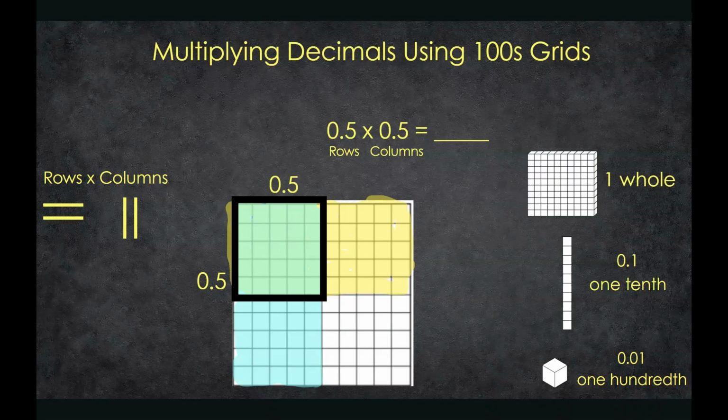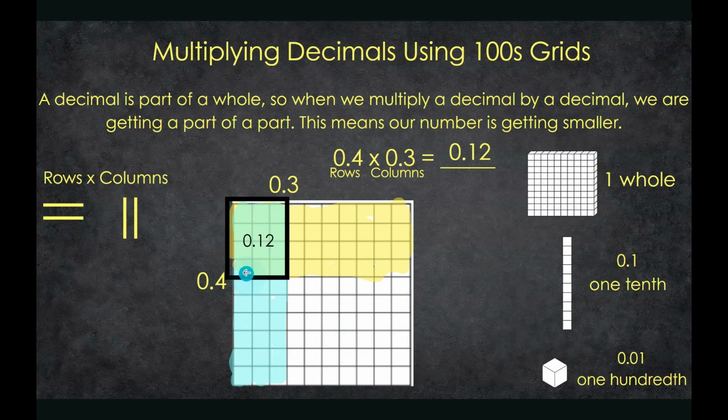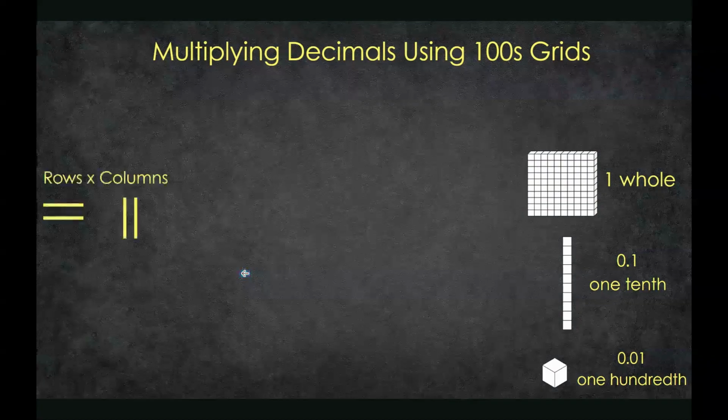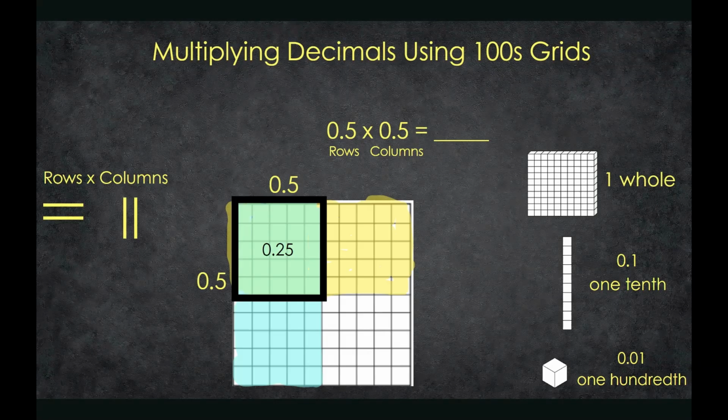And I notice I've got rows of 5. 5, 10, 15. Oops, sorry, wrong button. Let me keep counting. 15, 20, 25. I have 25 hundredths in the section that the two colors overlap. So the answer to my equation is 25 hundredths.